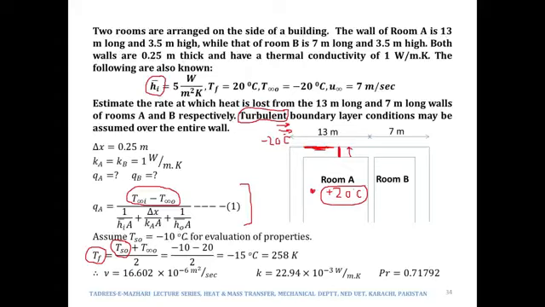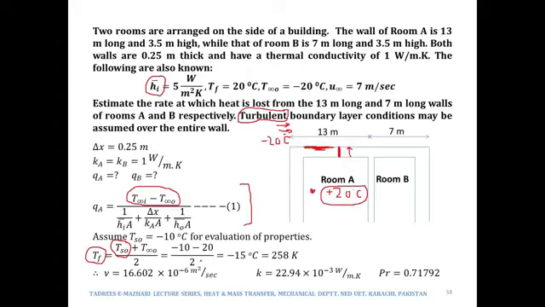We are only assuming it so that we can evaluate the fluid properties, and then we will validate whether our assumption was good enough or not. So we will get 258 Kelvin as the film temperature. So the properties will be evaluated at 258 Kelvin. Even if you assume it as minus 5, its average would be taken, so the difference would not be that large.